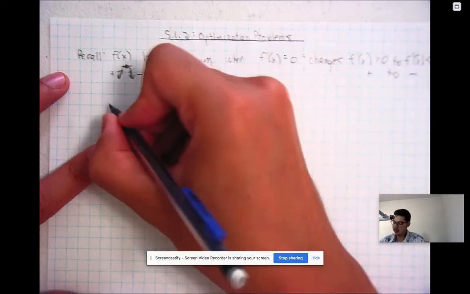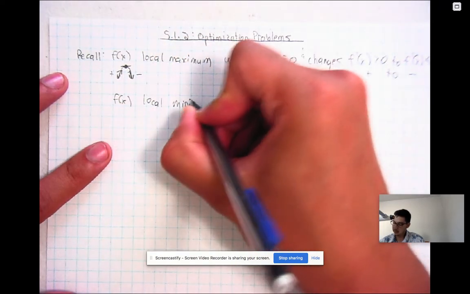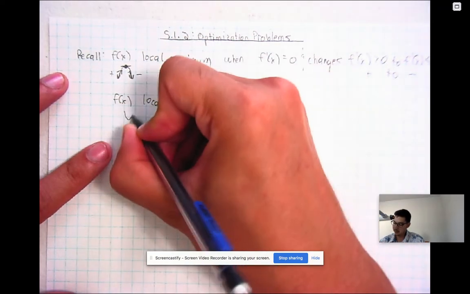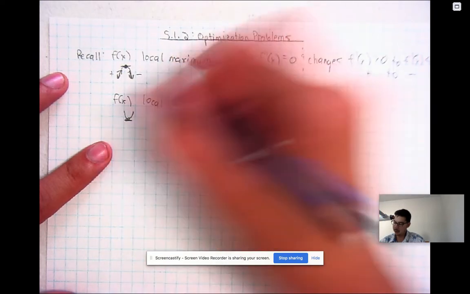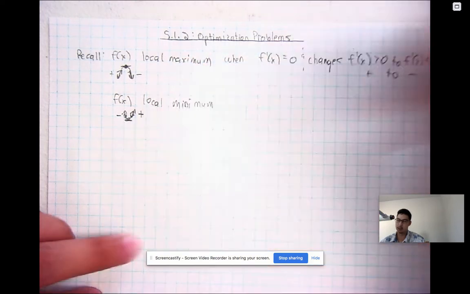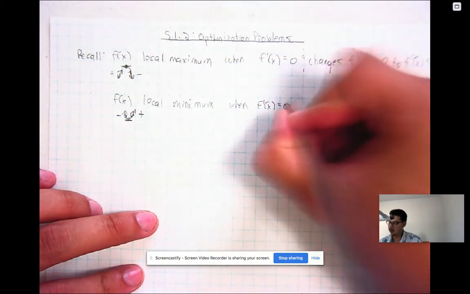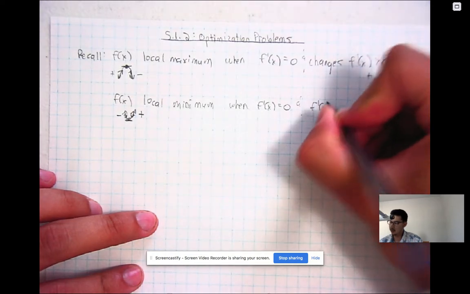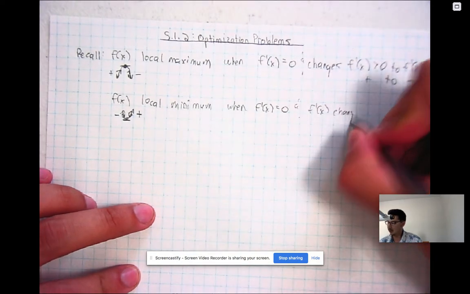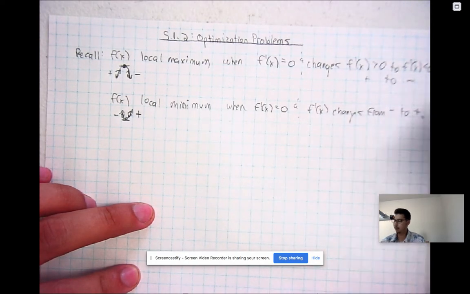Right? And then similarly, f of x has a local minimum. So picture a minimum here where the slope is 0 and the slopes are changing from a negative slope to a positive slope. So in words, that's when f prime of x equals 0 and f prime of x changes from negative to positive. Okay.